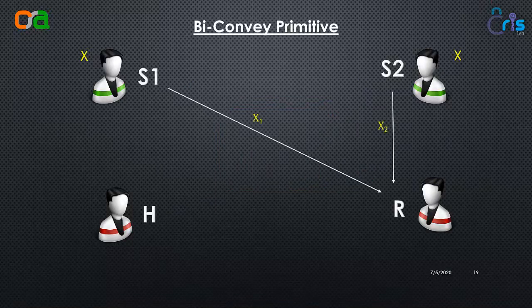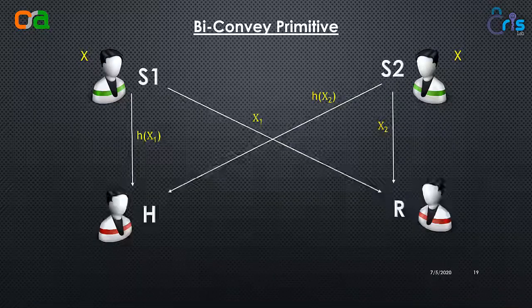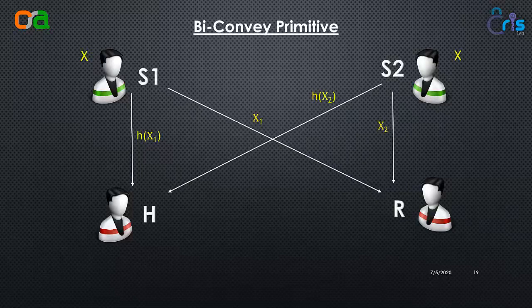So let's see what is actually happening under the hood. Both S1 and S2 send their own copy of X to receiver R. Recall that one out of the four parties can be corrupt, so X1 may not even match with X2. Simultaneously, S1 and S2 also send commitments for their values to the helper H. So what is a commitment? Primarily, I need two properties from a commitment. The first is the hiding property. That is, when the helper sees the commitment on X1, he should not be able to decode what the underlying X1 value was. And secondly, if X1 was not equal to X2, then the commitment on X1 and the commitment on X2 will also not match.